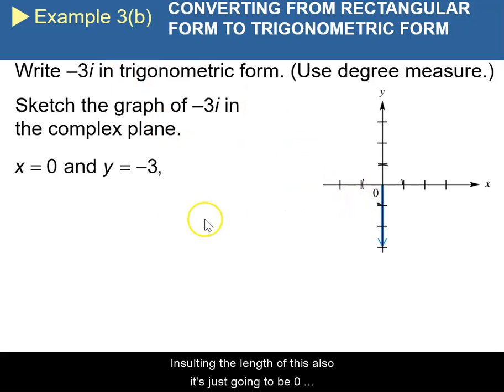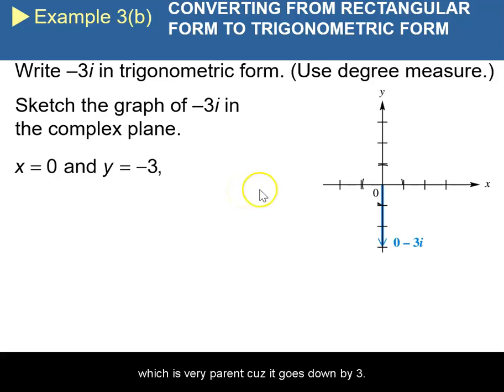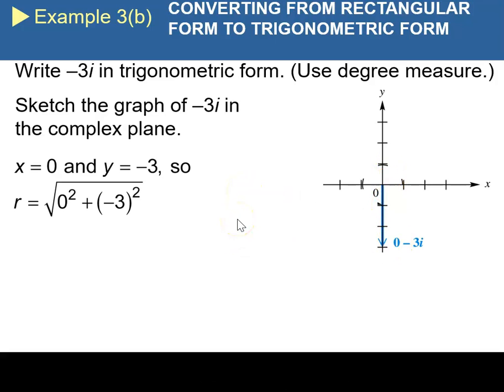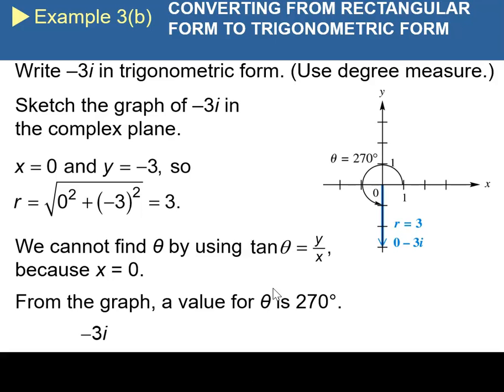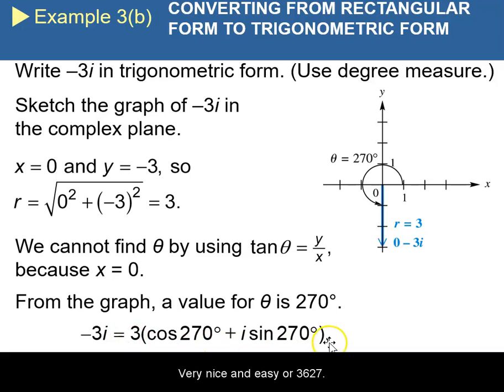Okay, and so then the length of this also is just going to be 0 squared plus 3 squared, square rooted. So it has a length of 3, which is very apparent because it goes down by 3. Okay, so the argument and the modulus is easy to find. So we would write this as 3 cosine 270 degrees plus 3i sine 270 degrees. All right, very standard, very easy, or 3 cis 270.